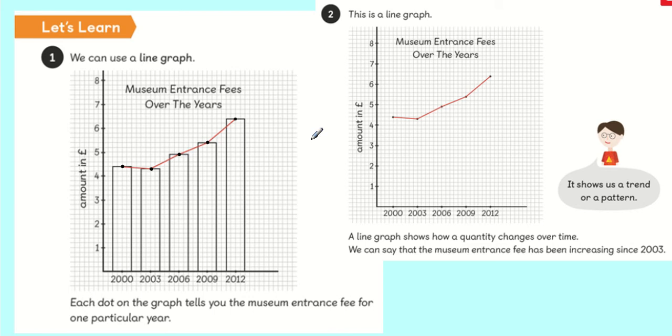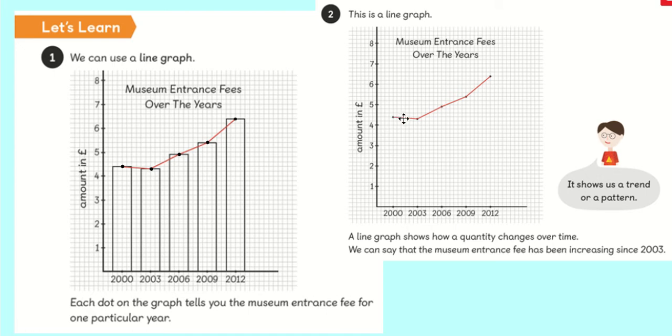Okay? So line graphs are important because they help us to see how something changes over time. Okay? So we can see here that we're using time on our axis here. So it's the years going up. And we're seeing how the price has changed over time. And we've got a helpful speech bubble over here that line graphs help us to see trends or patterns.